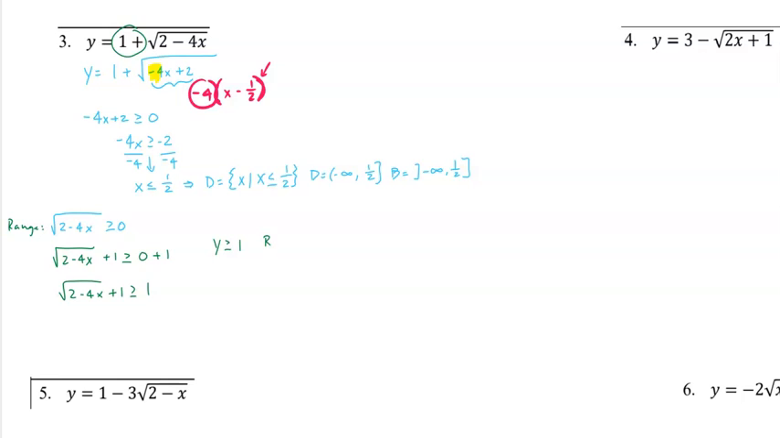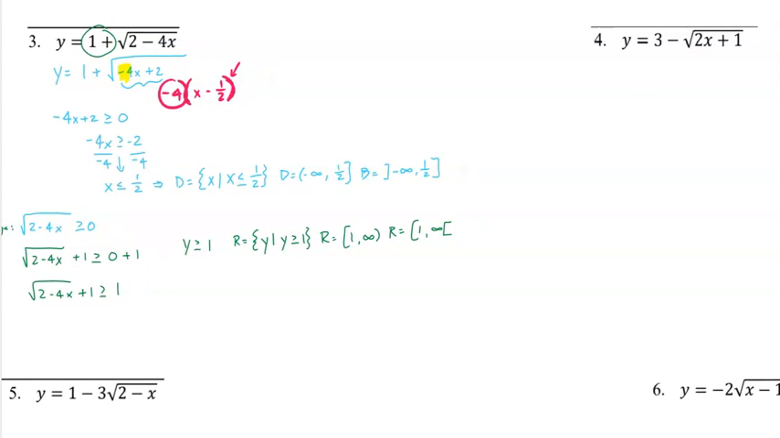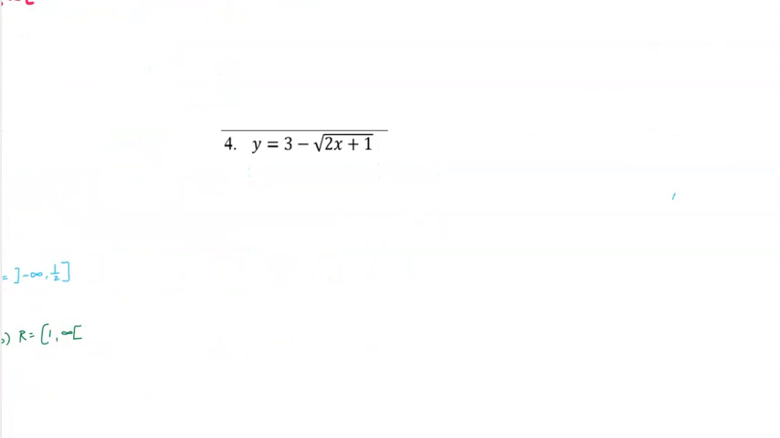And then let's go ahead and write this. Y such that y has to be greater than or equal to 1. And then the range, which is 1, positive infinity. And then the other notation, 1, infinity, and this funny looking bracket. Okay? Good job, guys. Okay, number 4.